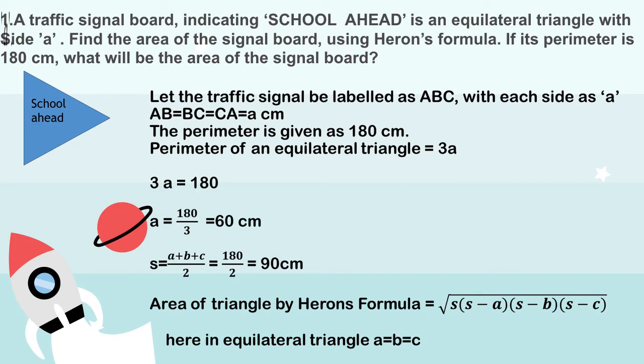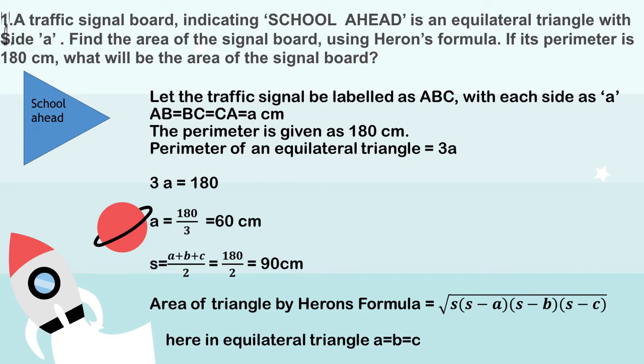Now I write the area of triangle by Heron's formula. I know Heron's formula. I will memorize this formula. Okay, don't forget it. You have to memorize this formula. This is very important. So, under root of s into s minus a into s minus b into s minus c. This is my Heron's formula.